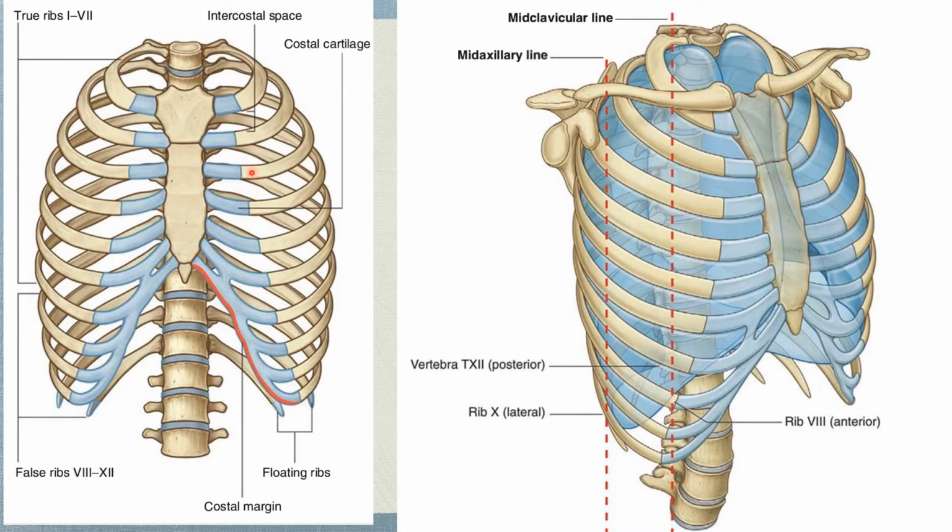Let us come back to the illustration on the left side. Here you can see that this is manubrium, this is body of the sternum. Both of them are articulating to form manubriosternal joint.